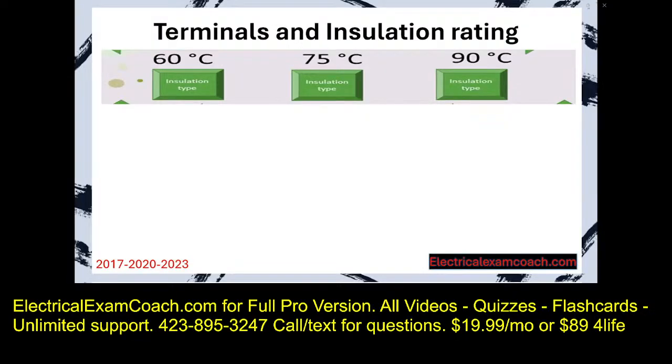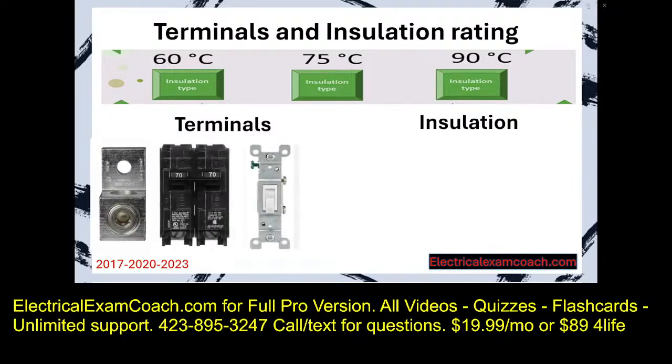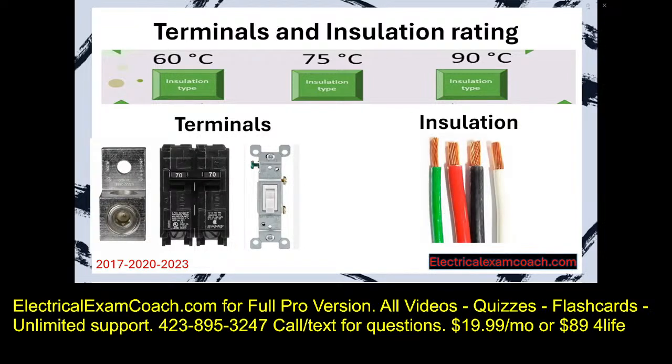Now let's learn about terminals and insulation rating. And that's where these 60, 75, and 90 degree C columns come into play. Whether we're dealing with terminals or insulation around the wire, each one of them can only handle so much heat safely. Whether it's a lug or a breaker or a switch or the insulation around the wire, they're all rated for specific temperatures. I'll give you a little heads up. Out in the field, all of these are almost 99% of the time rated for 75 degrees C.